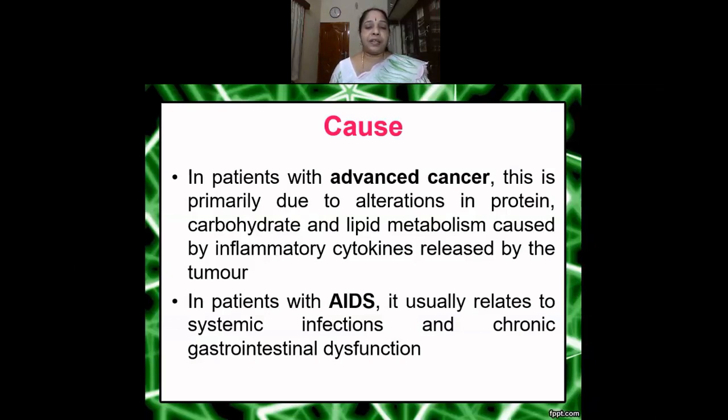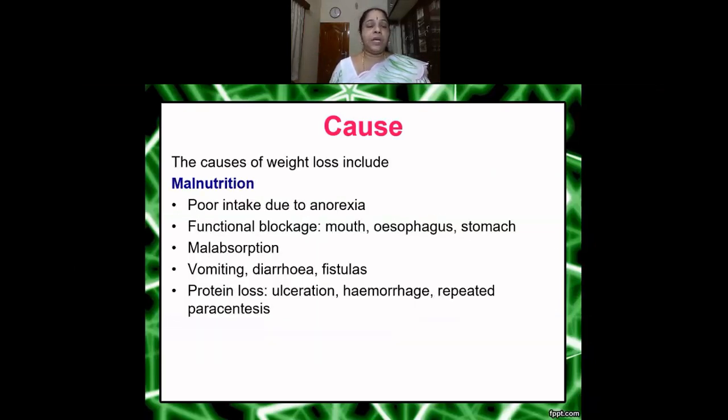In patients with AIDS, acquired immunodeficiency syndrome, it usually relates to systemic infections and chronic gastrointestinal dysfunction. While in the case of patients who are HIV positive, it is related to the infection and related to the dysfunction of the gastrointestinal system. The causes of weight loss include malnutrition. Poor intake due to anorexia can cause weight loss. Functional blockage: mouth, esophagus, and stomach.